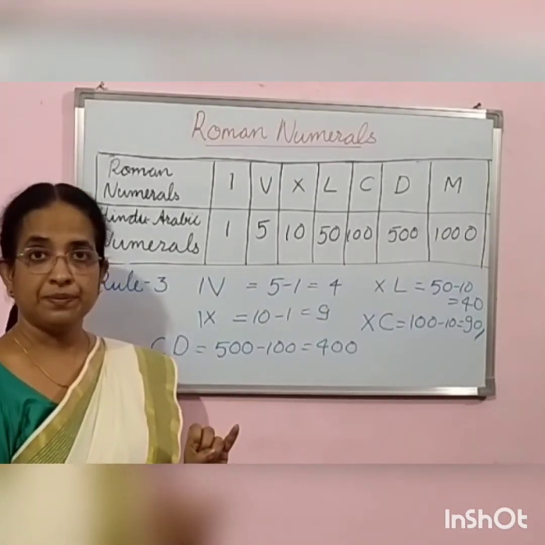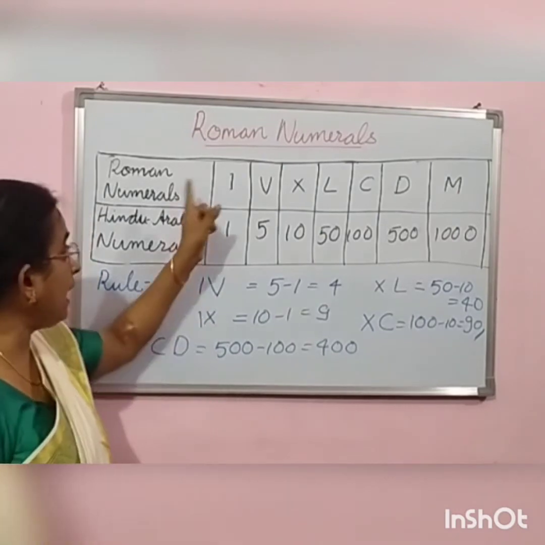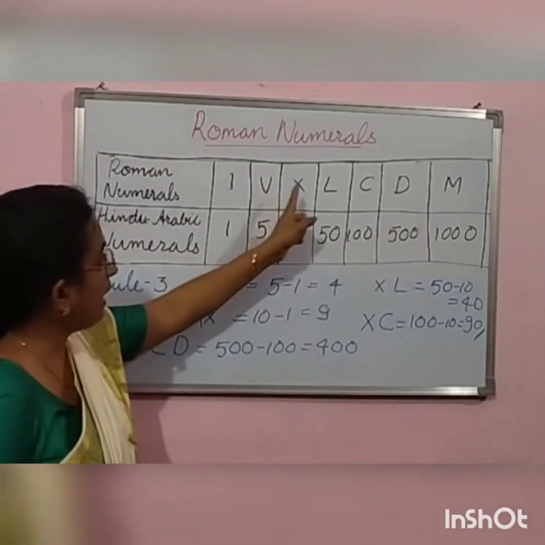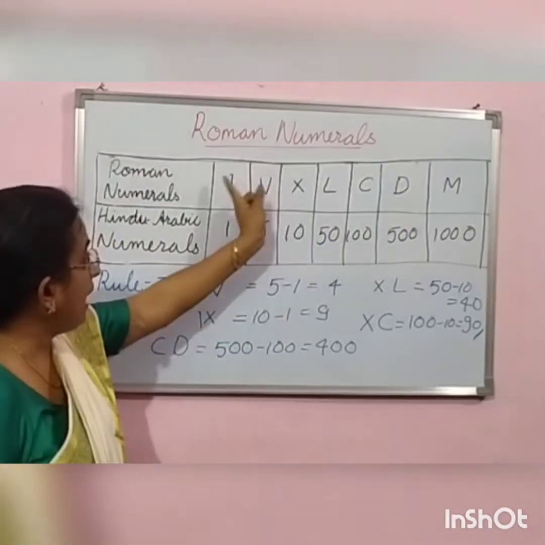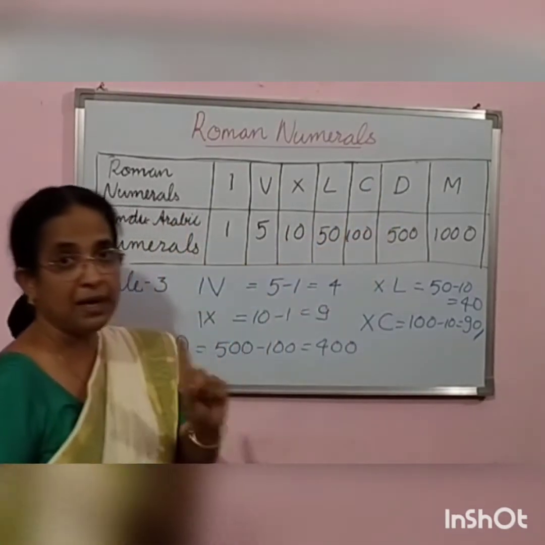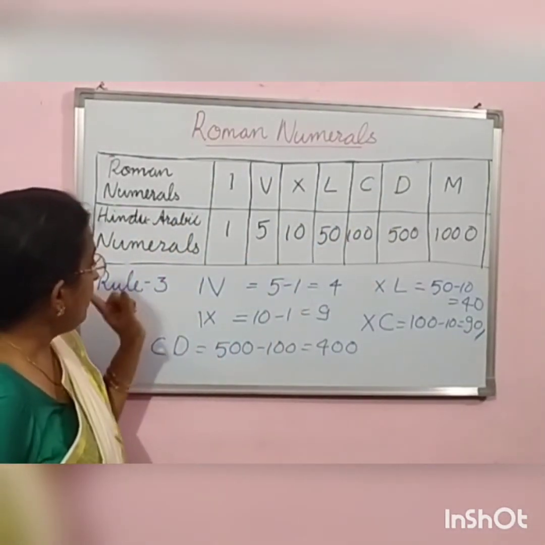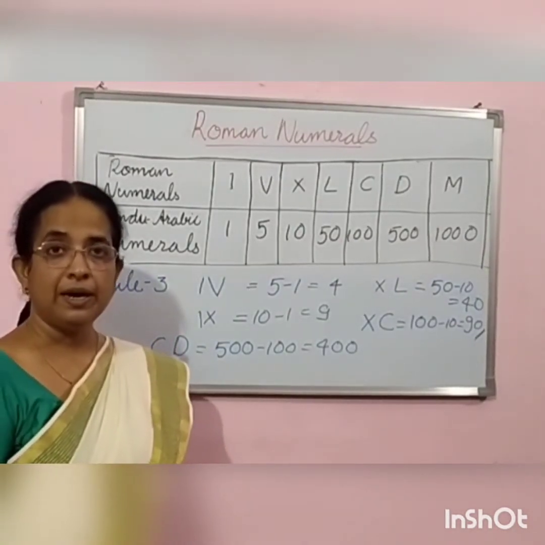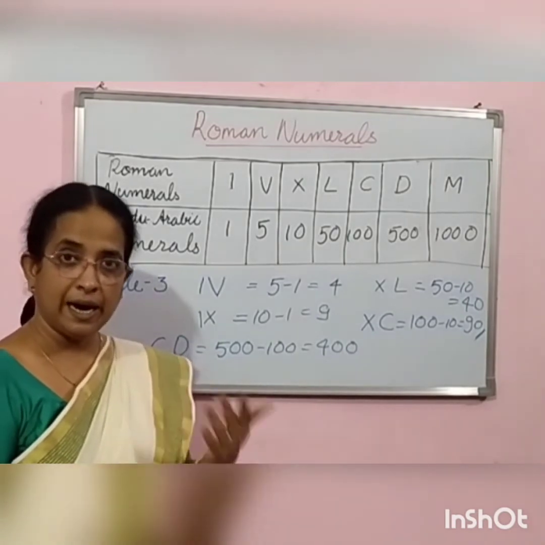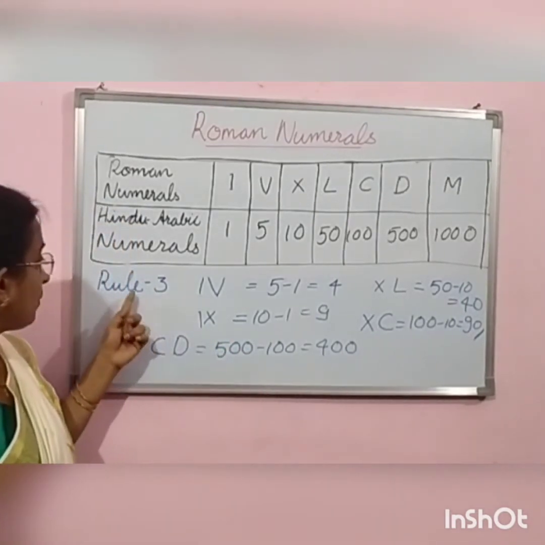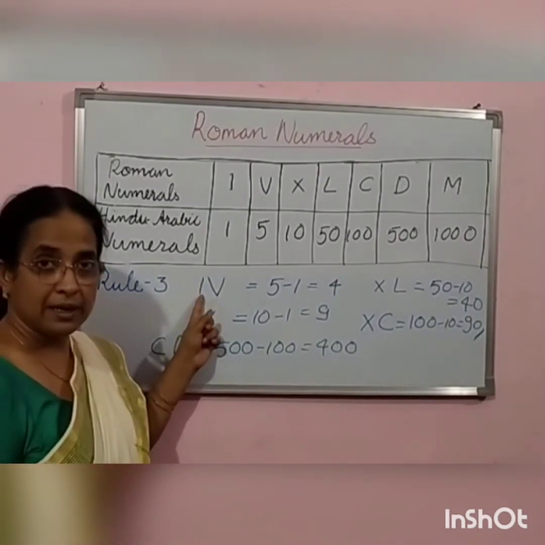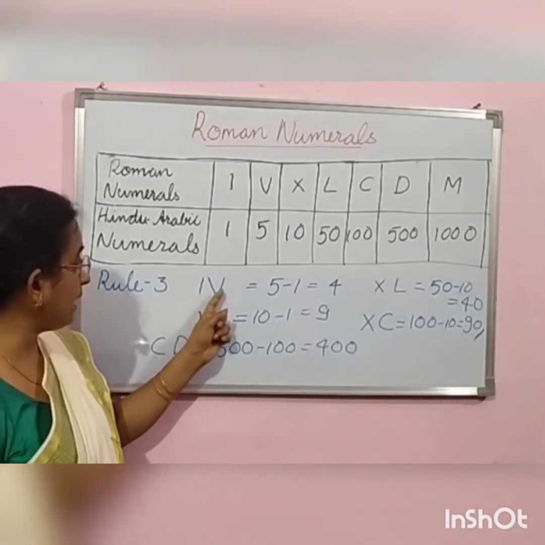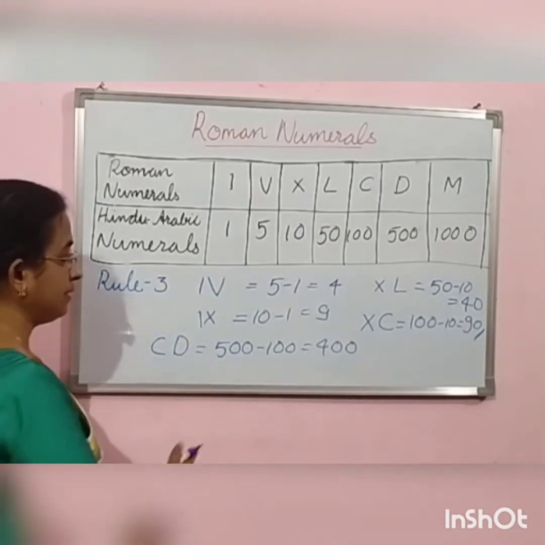First rule is we can repeat only I, X, C and M. V, L, D are not repeated. I, X, C and M are repeated only 3 times. Second rule is the smaller one is placed after the greater one, and the digits are added. Then rule 3 is the smaller digit is placed before the greater one, and the smaller one is subtracted from the greater one.